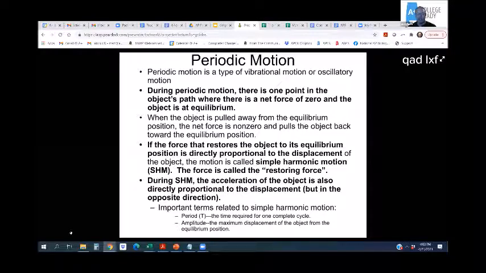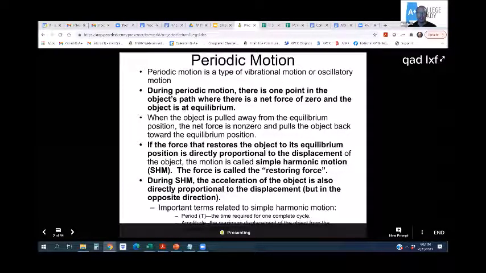A couple of terms to be familiar with when we're talking about simple harmonic motion. Period, which we capitalize with a big T, is the time for one complete cycle. Frequency is the number of cycles per second. And amplitude is another word for the maximum displacement of the object away from equilibrium. Those are important terms that we'll be dealing with throughout today.